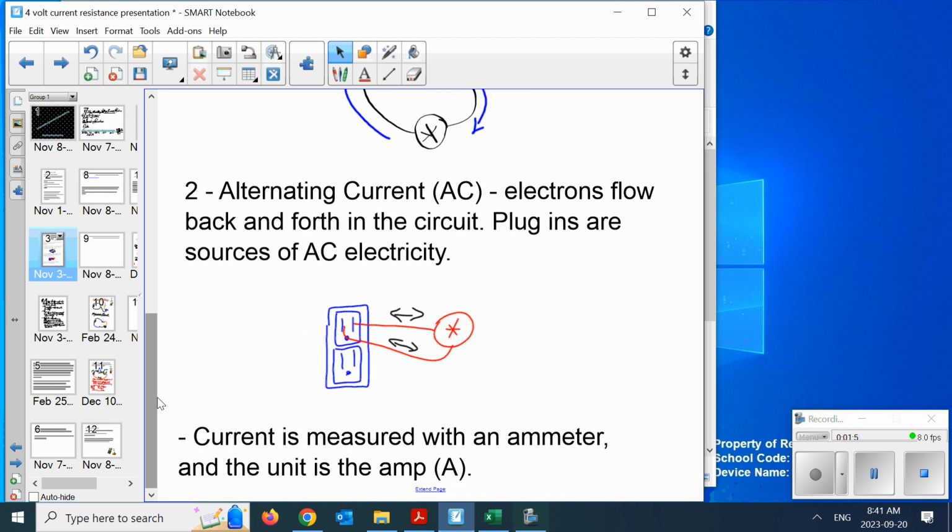Current is measured with something called an ammeter. Ammeter, because amperes, we just call it amps, is the unit of measurement. So jot that down.